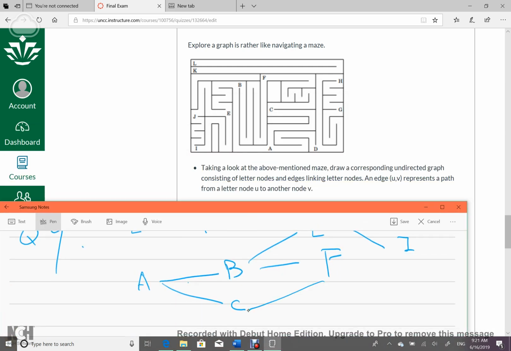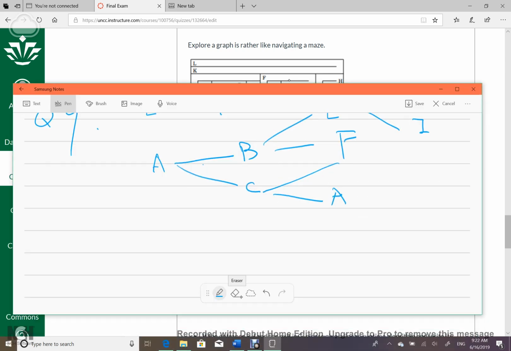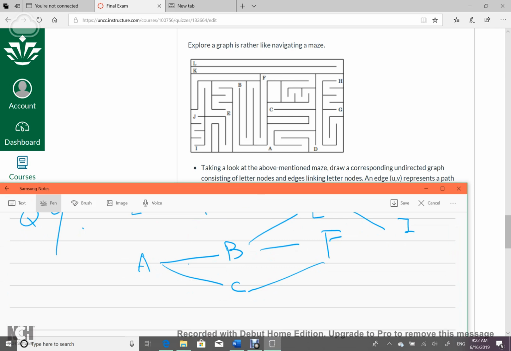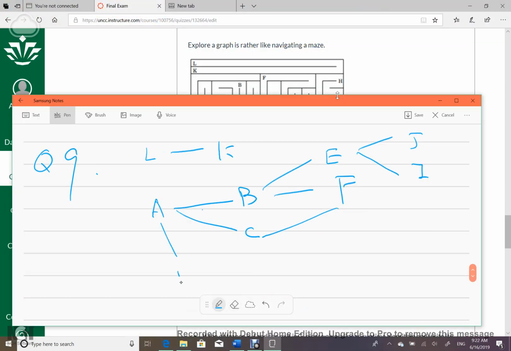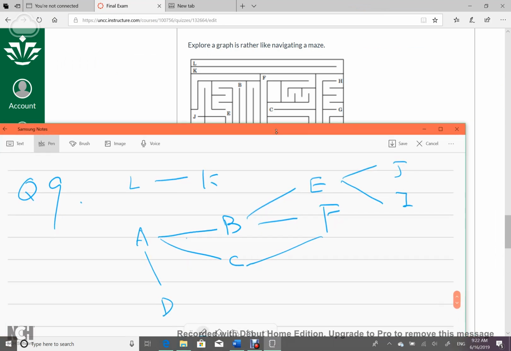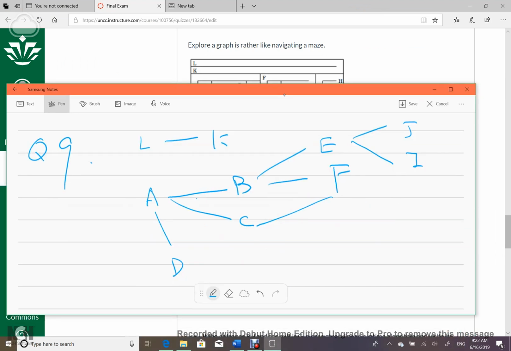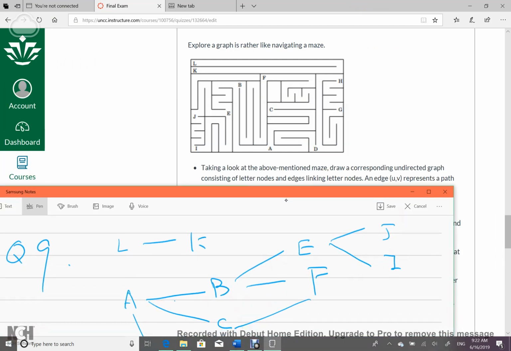C can go to the F, C can go to the A, no, already counted that. C can go to A, and A can go to D. And D can go to G. G can go to H, and H can.